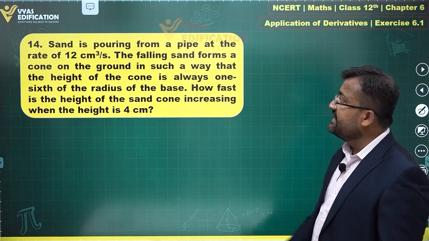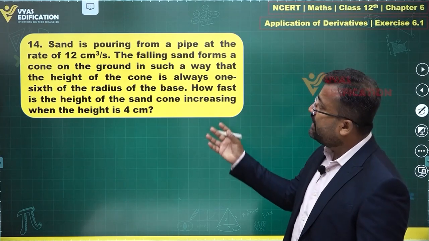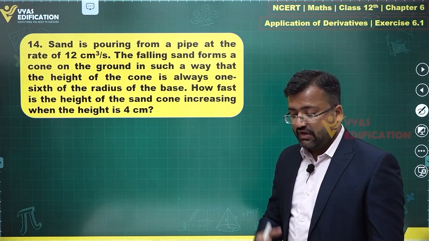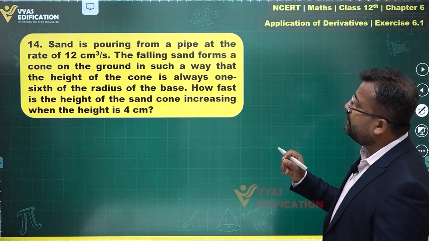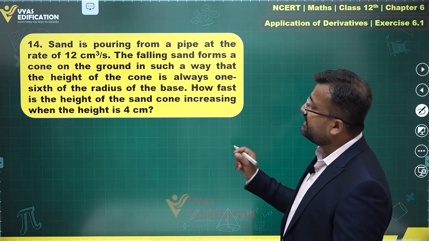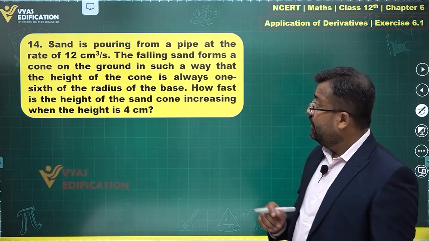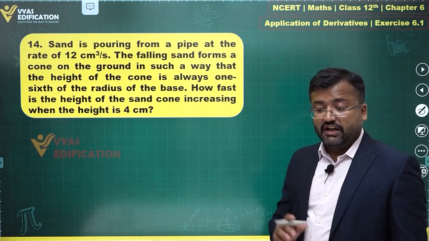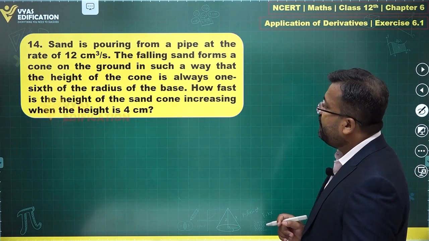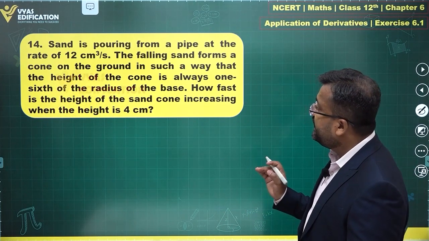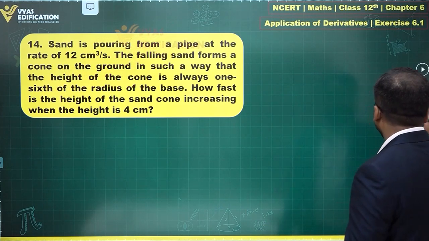14th question says sand is pouring from a pipe at the rate of 12 centimeter cube per second. Okay, from a pipe. The falling sand forms a cone on the ground in such a way that the height of the cone is always 1/6 of the radius of the base. Okay, radius of the base is important, height is important, there's some relation between them. How fast is the height of the sand cone increasing when the height is 4 centimeter? We're interested in these things.